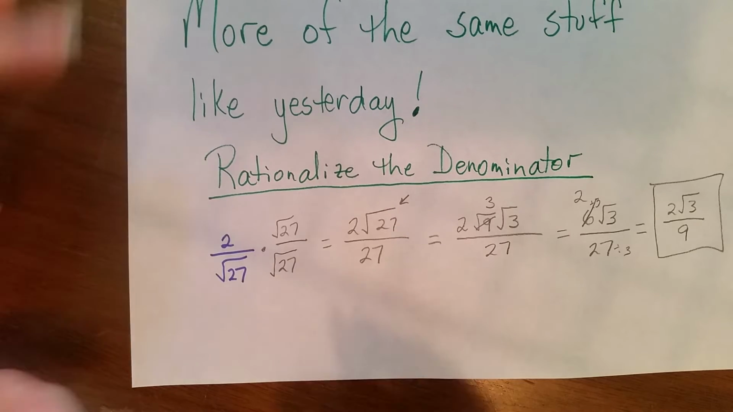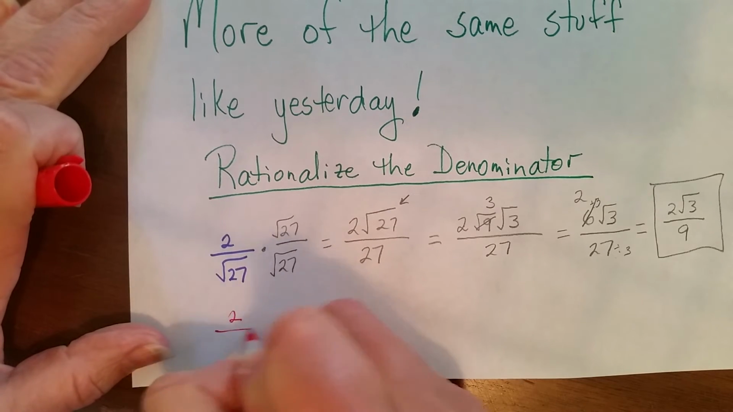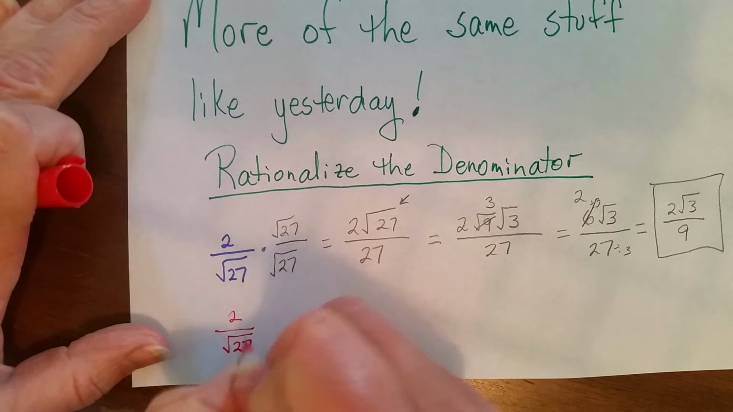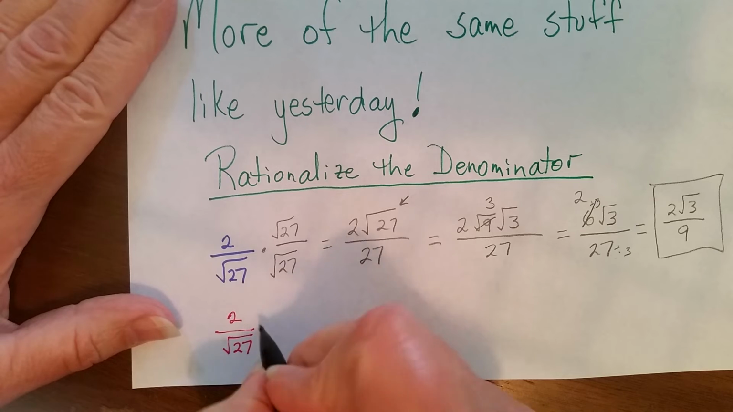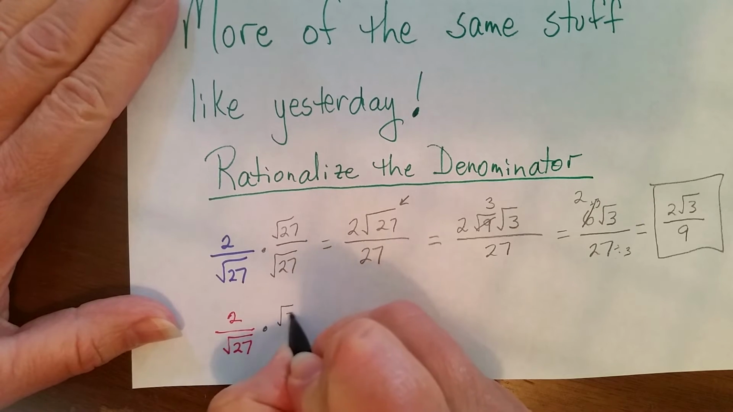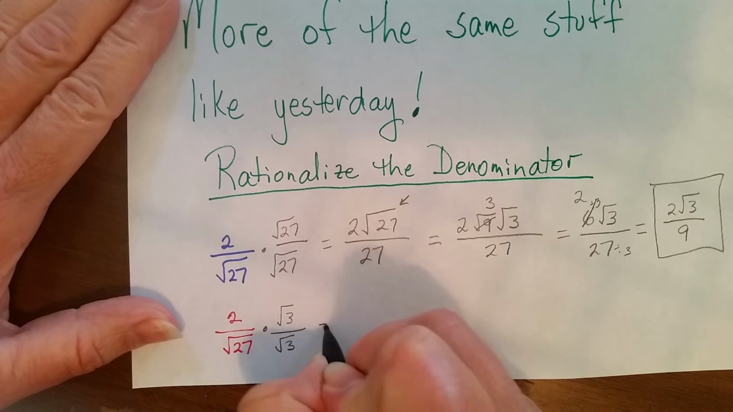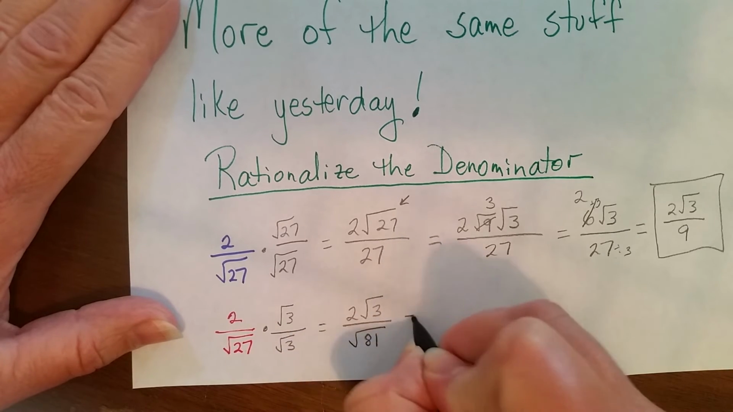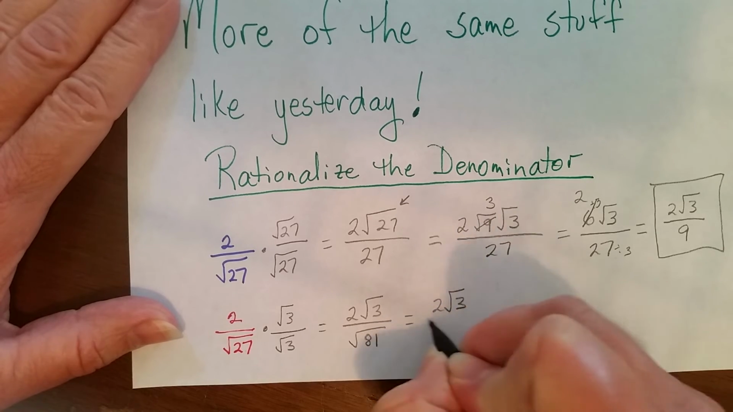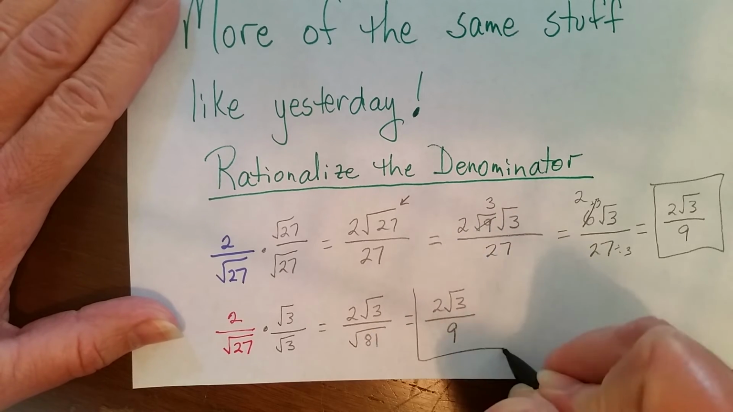Using the same problem, if I had 2 over the square root of 27, I know that if I multiply 27 times 3, that's going to be 81. So I could just multiply by root 3, so that would give me 2 root 3 over 27 times 3 is 81, and I know that the square root of 81 is just 9.